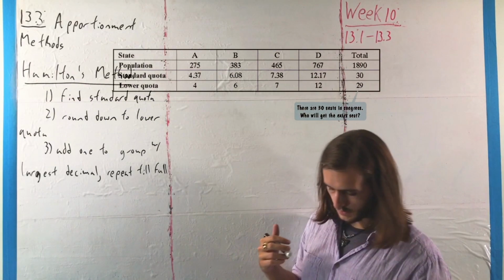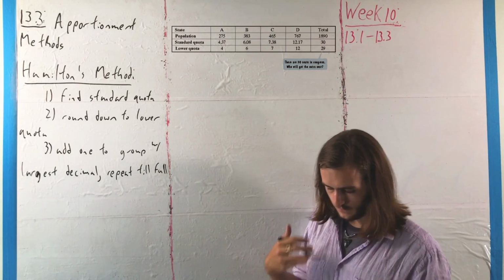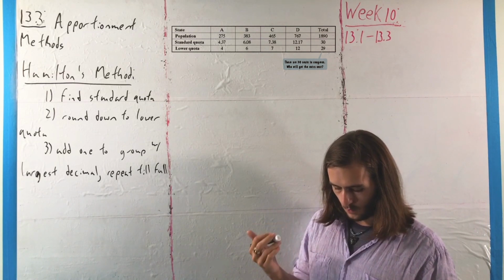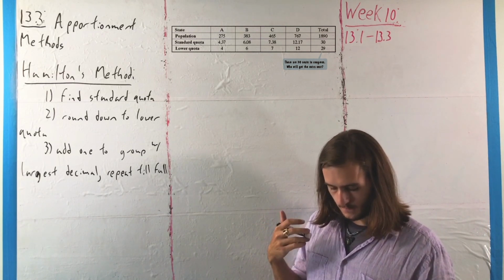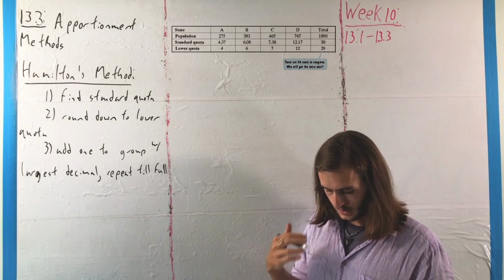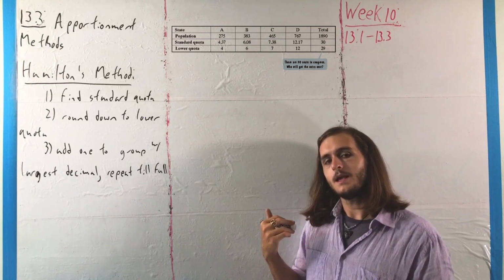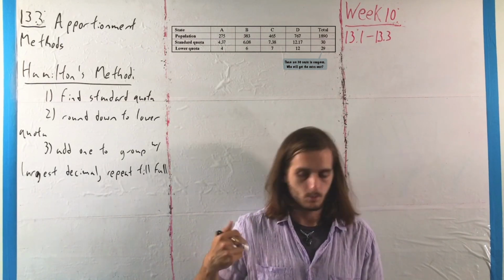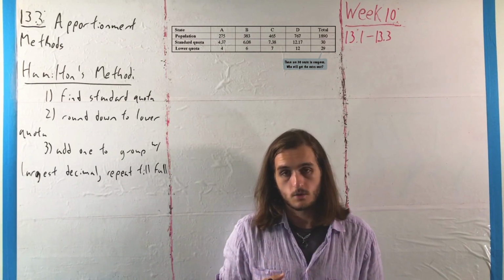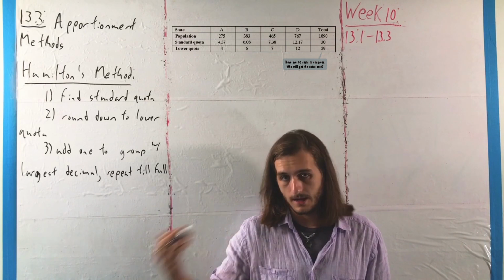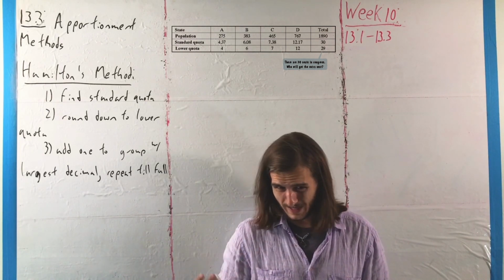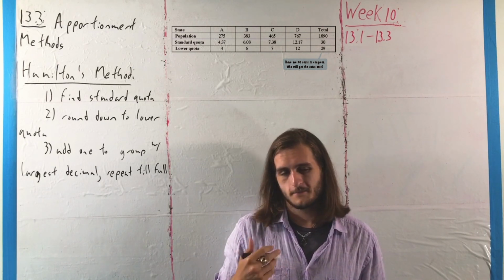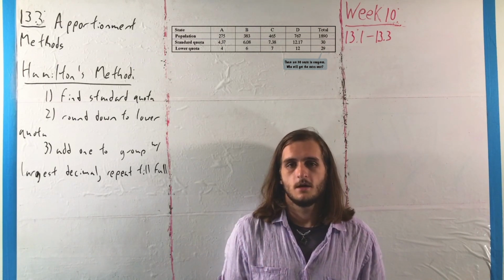So let's talk about how we would use this to solve that problem from Idaho, where what would happen there is we would take all of our values, the 4.37, the 6.08, the 7.38, and the 12.17, then round them all down to 4, 6, 7, and 12, and give that surplus of 1, because the lower quota gives 29 and we need 30, to group C, because they had the largest decimal removed, 0.38. And that would give us our proper apportionment.